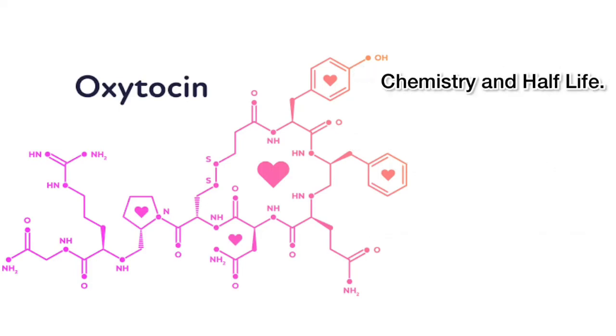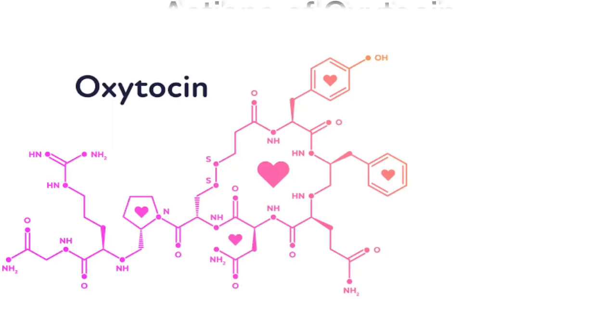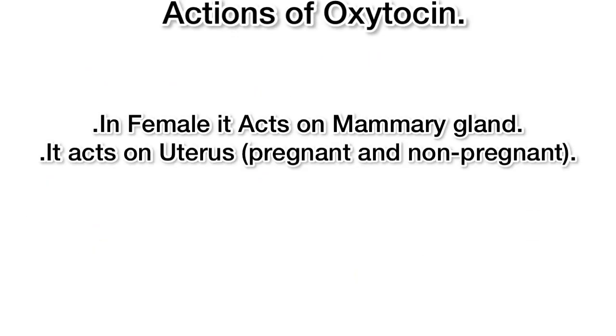Let's talk about the chemistry and the half-life of oxytocin. Oxytocin has just 9 amino acids. It's also a polypeptide, and its half-life is just about 6 minutes, unlike the antidiuretic hormone, whose half-life is 18 to 20 minutes. So antidiuretic hormone lasts longer than oxytocin. Alright, so let's look at the actions of oxytocin in female.